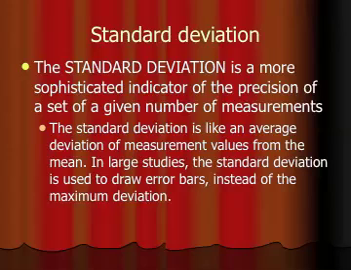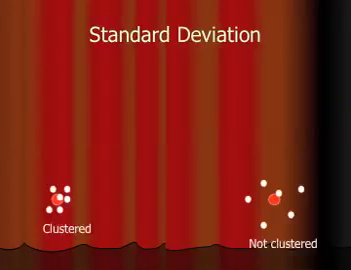Okay, so the standard deviation is like an average deviation of measurement values from the mean. That means from those 10 data points, how far apart is each of those data points from the mean? Like we said before, if they are clustered, very close to each other, that means every time you measured, you got pretty much the same result. Or if not clustered, that means every time you measured, you got a very different number. Okay, that still gives you the same mean, but the variation is very large.